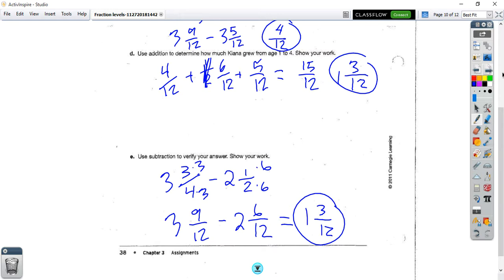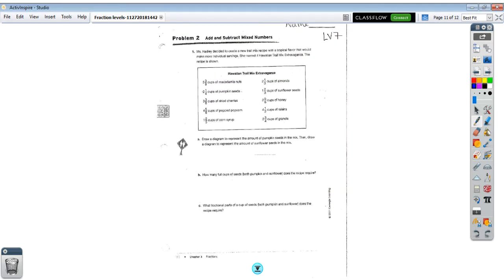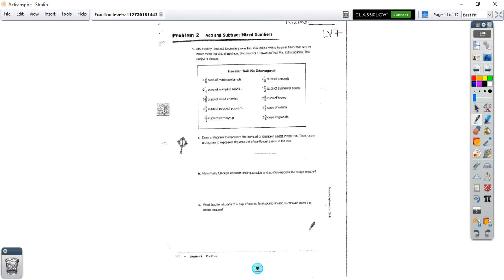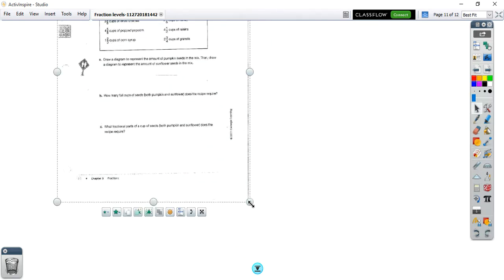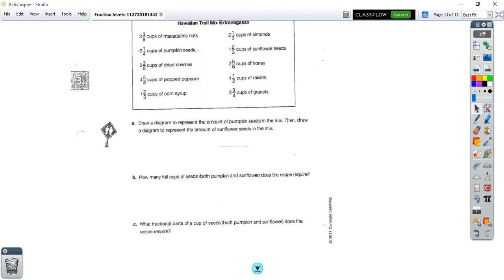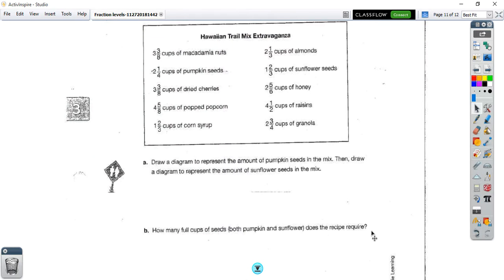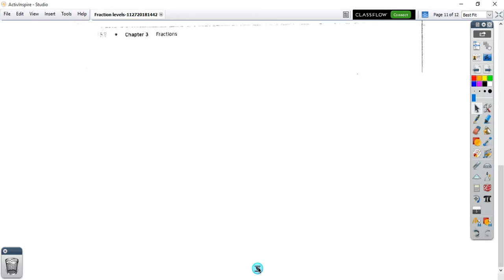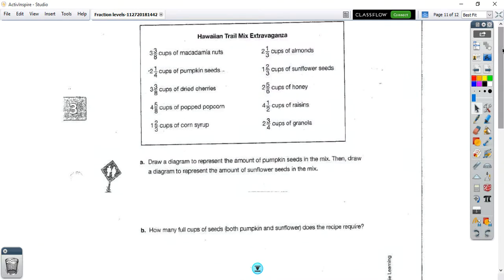So you're now done with level 6. And finally, I have level 7. So let's go ahead and expand it so we can see. Okay, so we've got this trail mix recipe, and we need to figure out exactly how much of each type of seed there are. So it says draw a diagram. A says draw a diagram to represent the amount of pumpkin seeds in the mix.